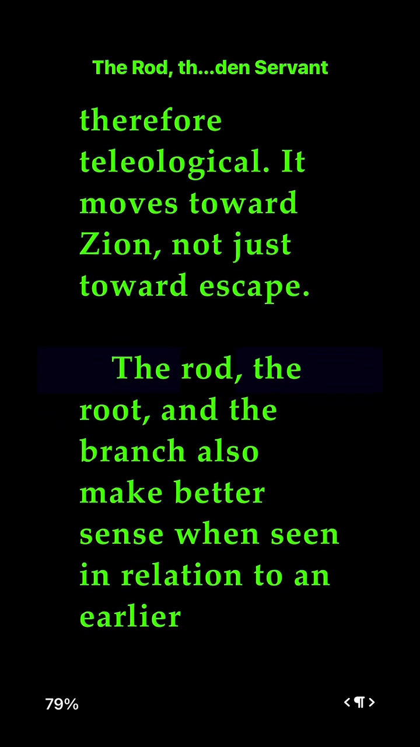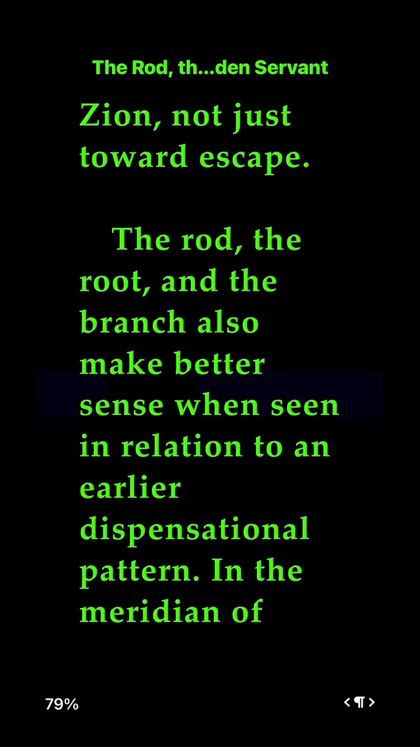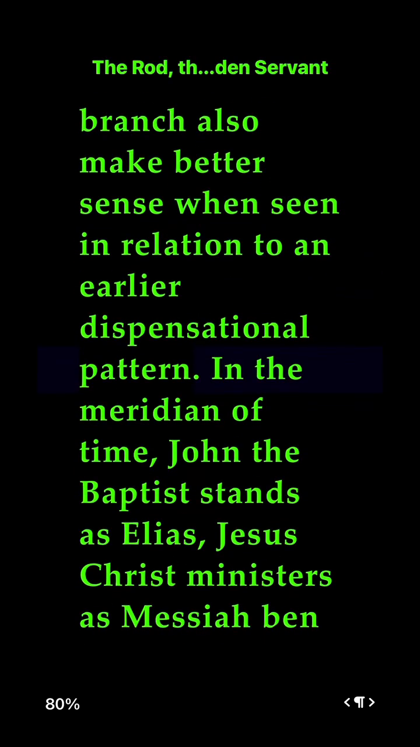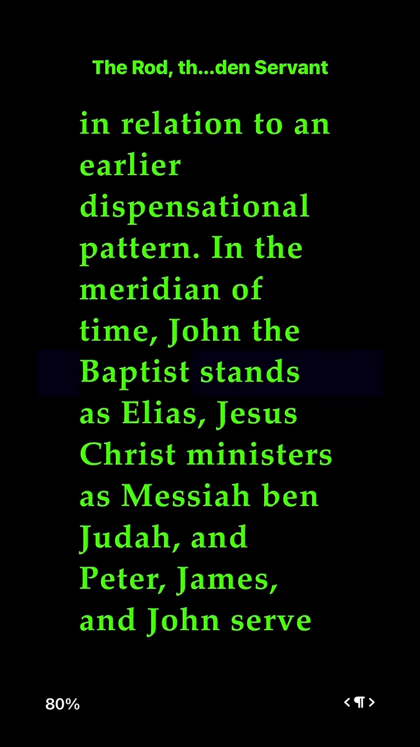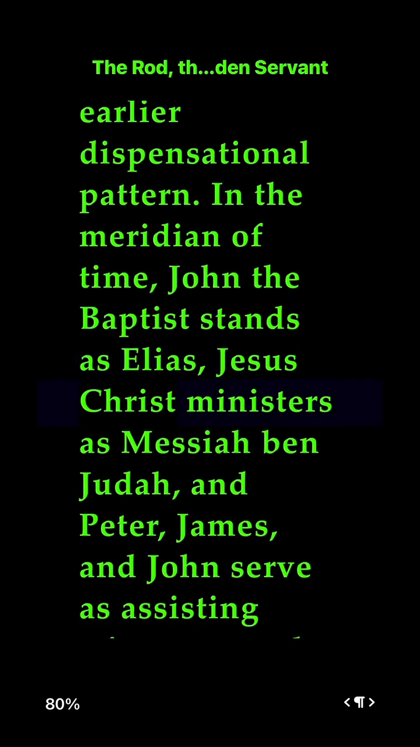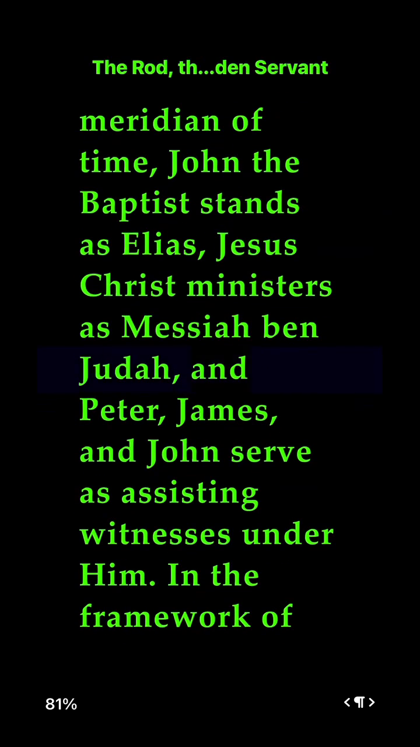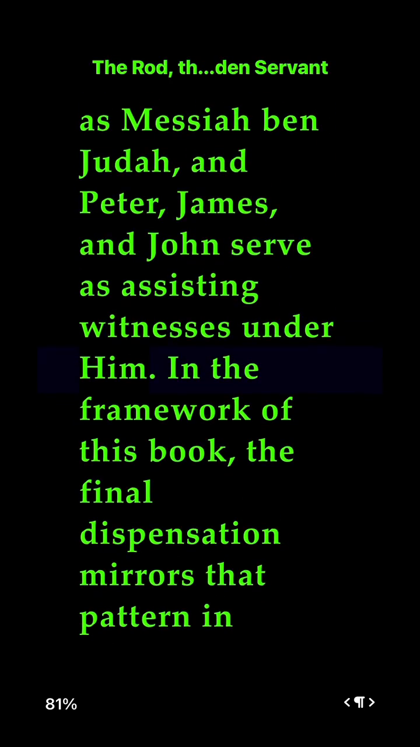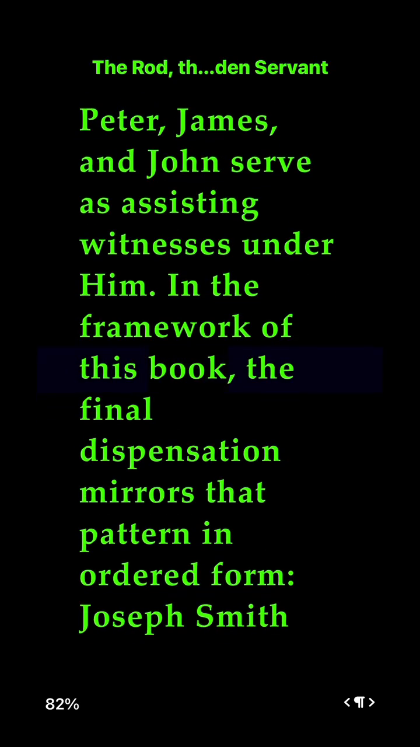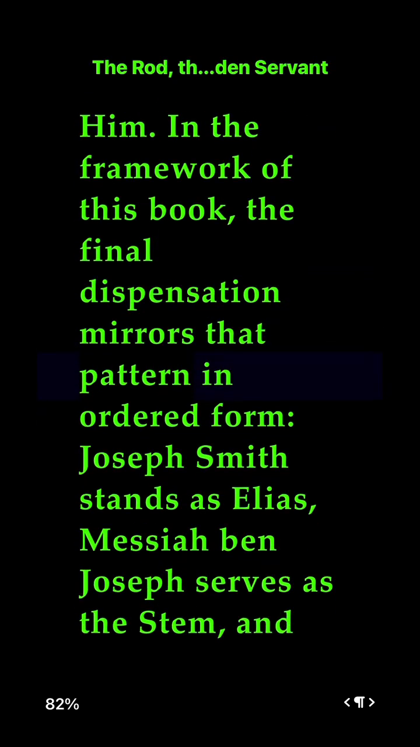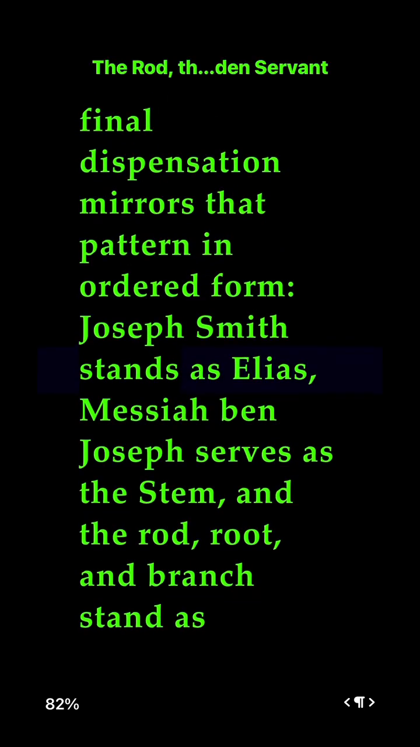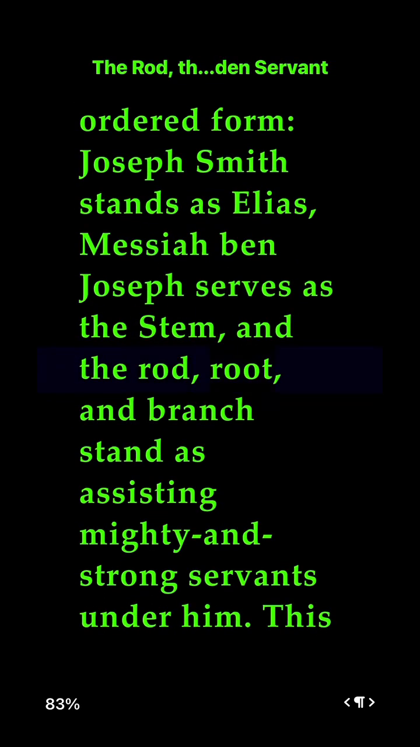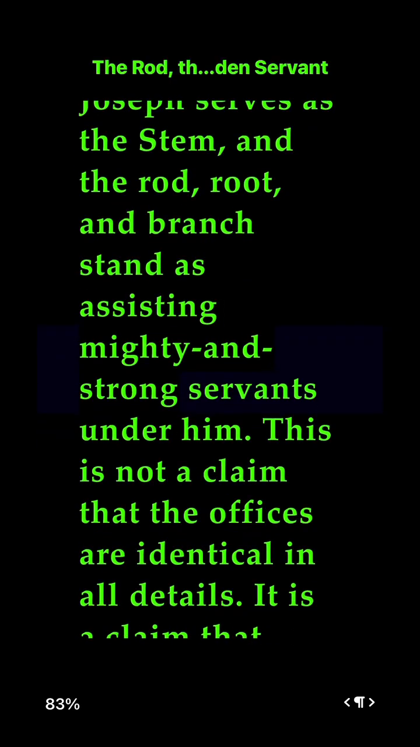The rod, the root, and the branch also make better sense when seen in relation to an earlier dispensational pattern. In the meridian of time, John the Baptist stands as Elias, Jesus Christ ministers as Messiah ben Judah, and Peter, James, and John serve as assisting witnesses under him. In the framework of this book, the final dispensation mirrors that pattern in ordered form. Joseph Smith stands as Elias, Messiah ben Joseph serves as the stem, and the rod, root, and branch stand as assisting mighty and strong servants under him.